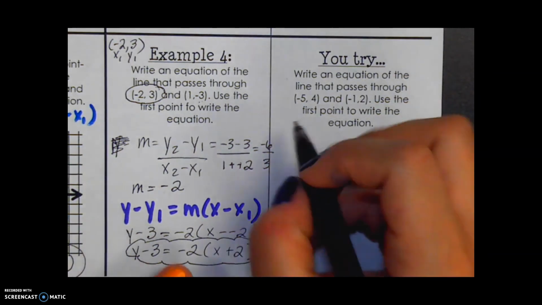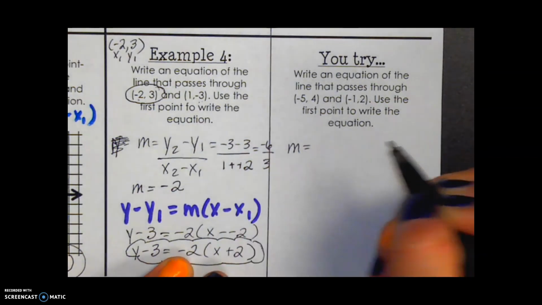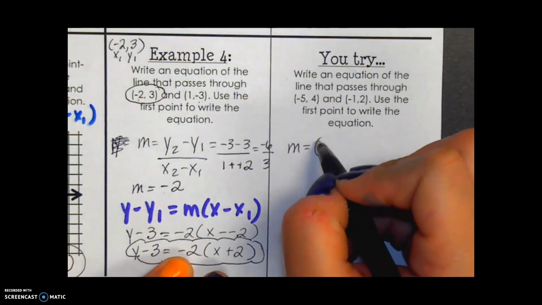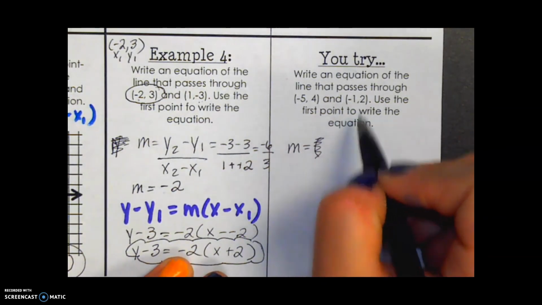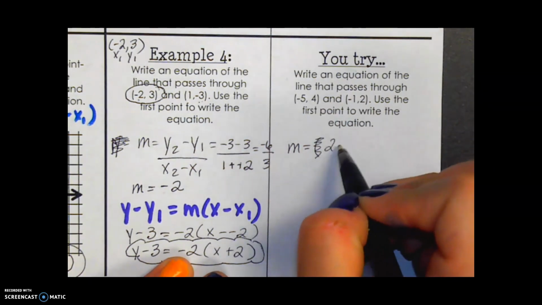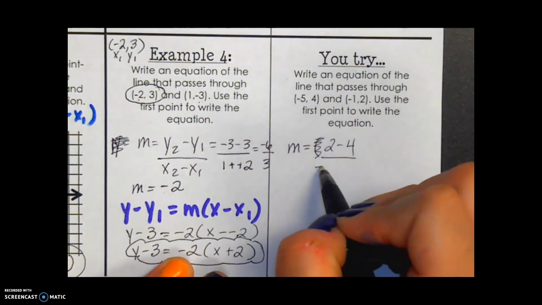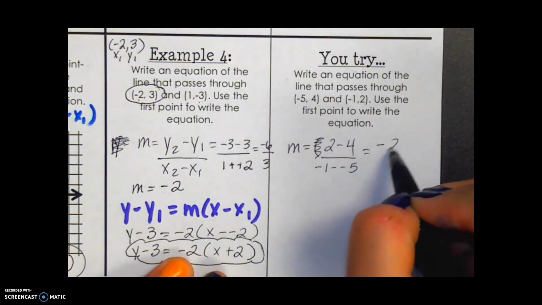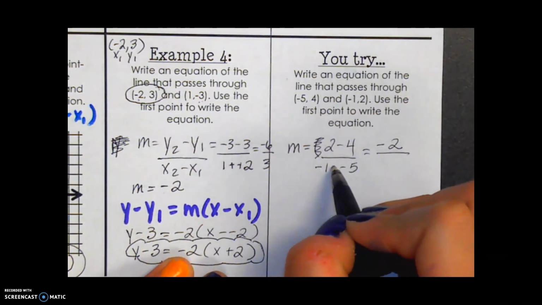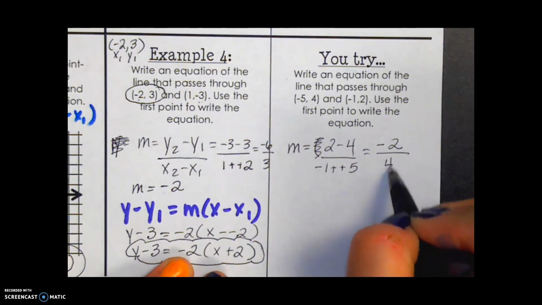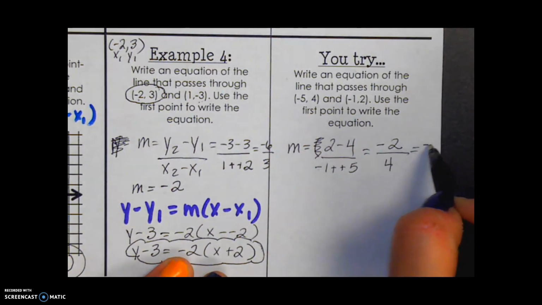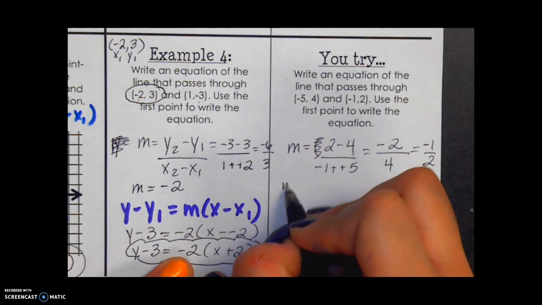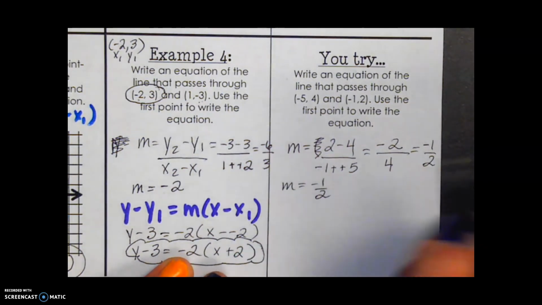All right, now you've had a minute to try it. m is equal to, what am I doing? We have to subtract. 2 minus 4 over negative 1 minus negative 5. 2 minus 4 is negative 2. Negative 1 plus 5, that's 4. Reduces to negative 1/2. So m is negative 1/2.